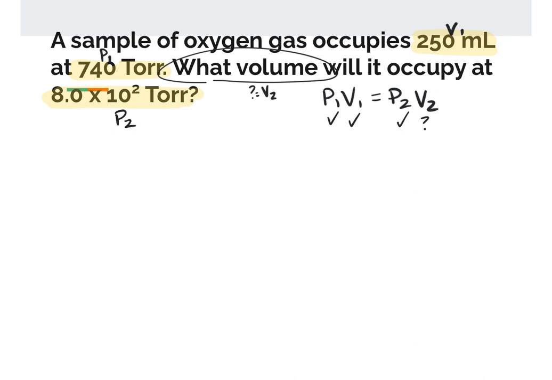That's what I'm going to be solving for. So all I have to do is plug in my numbers. And if I check here, both of my pressure measurements are in torr, so I don't need to worry about converting everything. It's pretty much good to go. So I'm going to plug in these numbers.